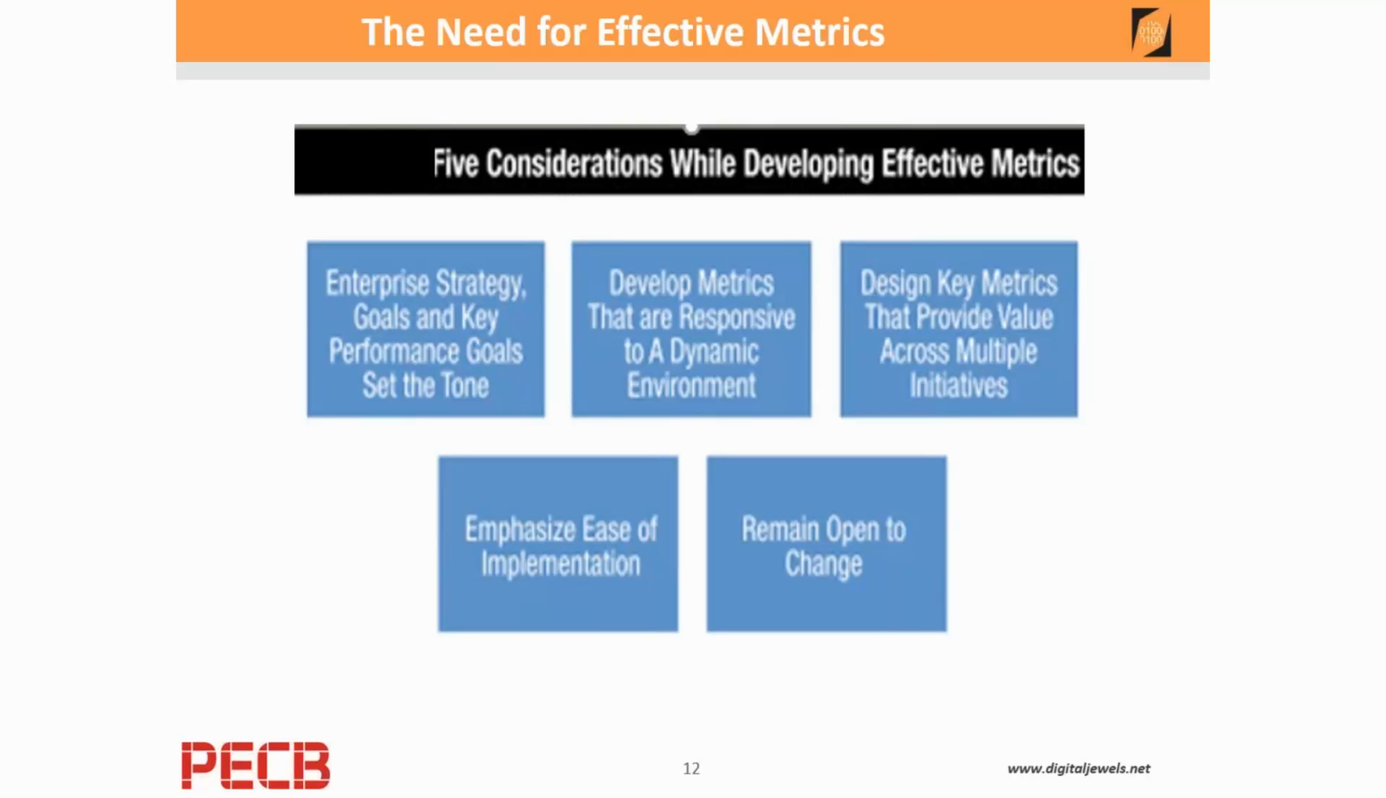In developing effective metrics, some key considerations we have to take in mind. The enterprise strategy. This cannot be overemphasized. The strategy of the organization is very paramount. It helps to set the tone. Then talking about developing metrics that are responsive to the environment. Because the things we might be measuring a year or 2 years ago might have been overtaken by changes and emerging things in that sector.